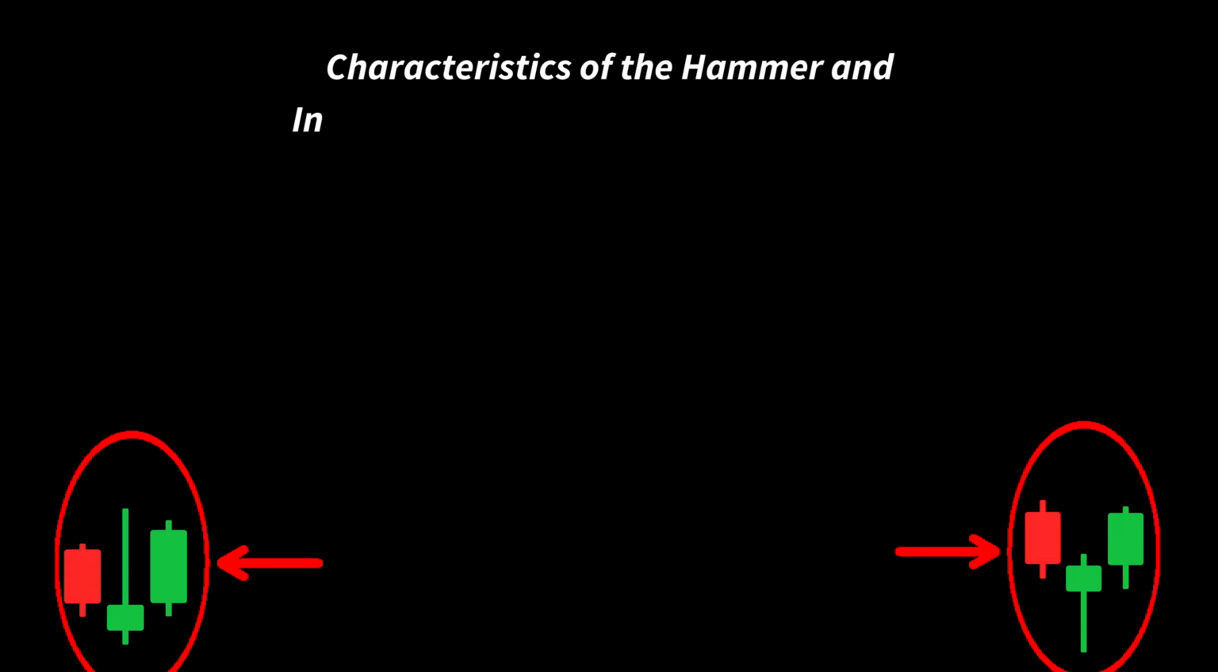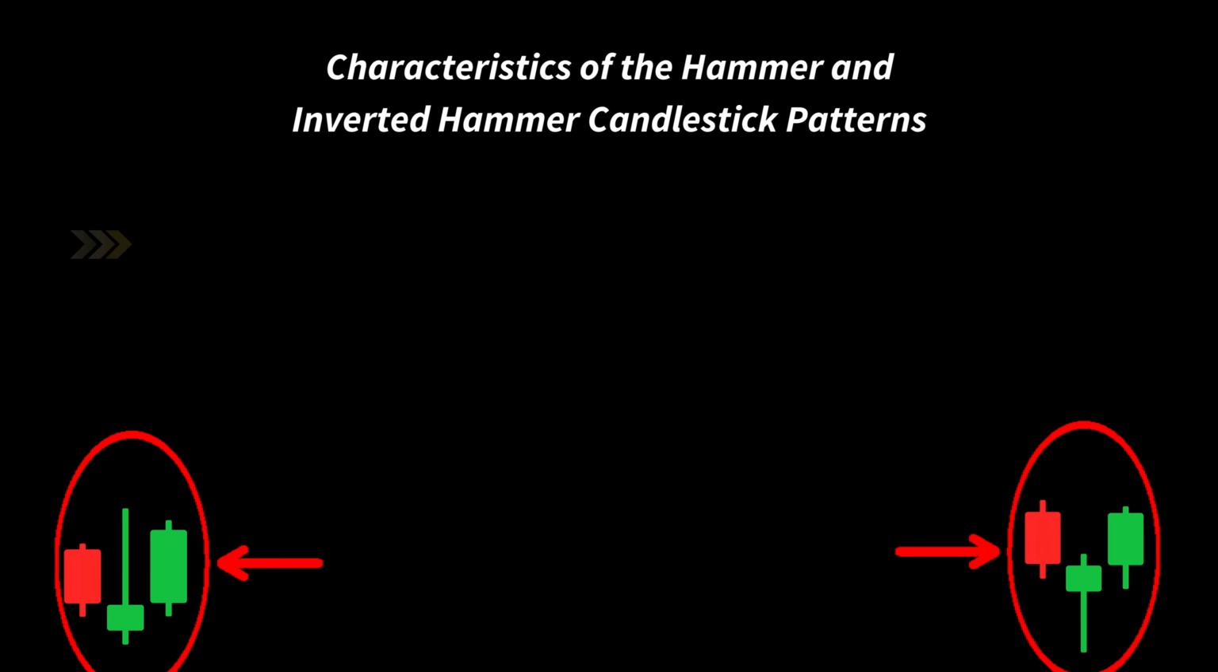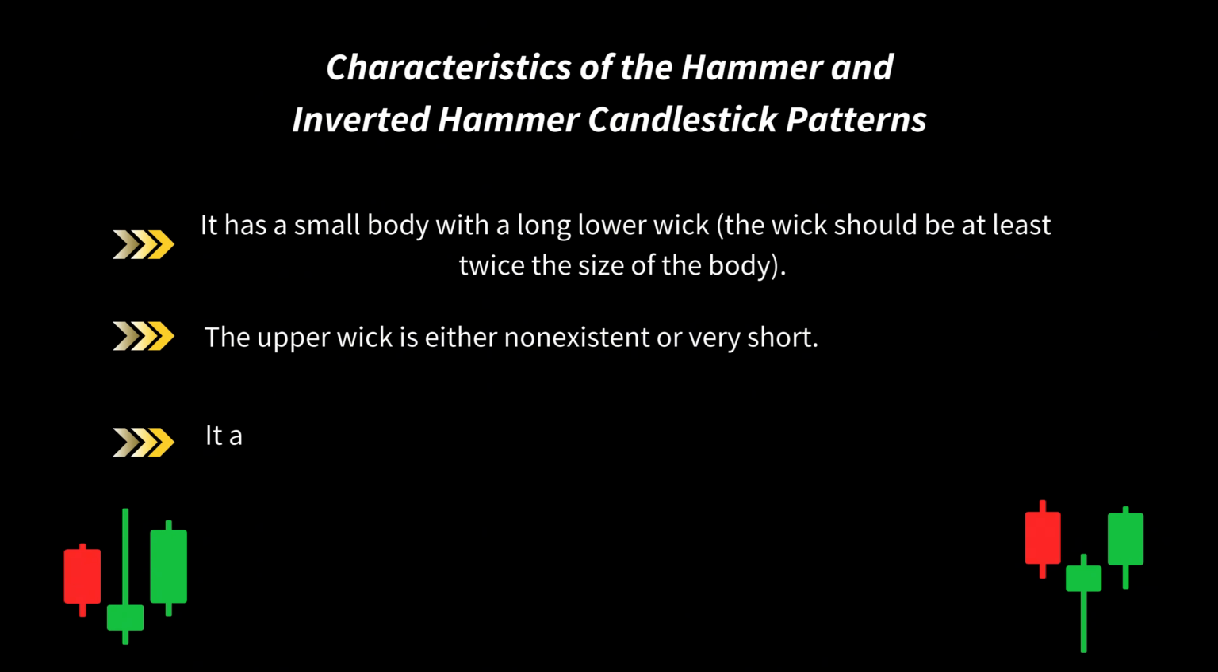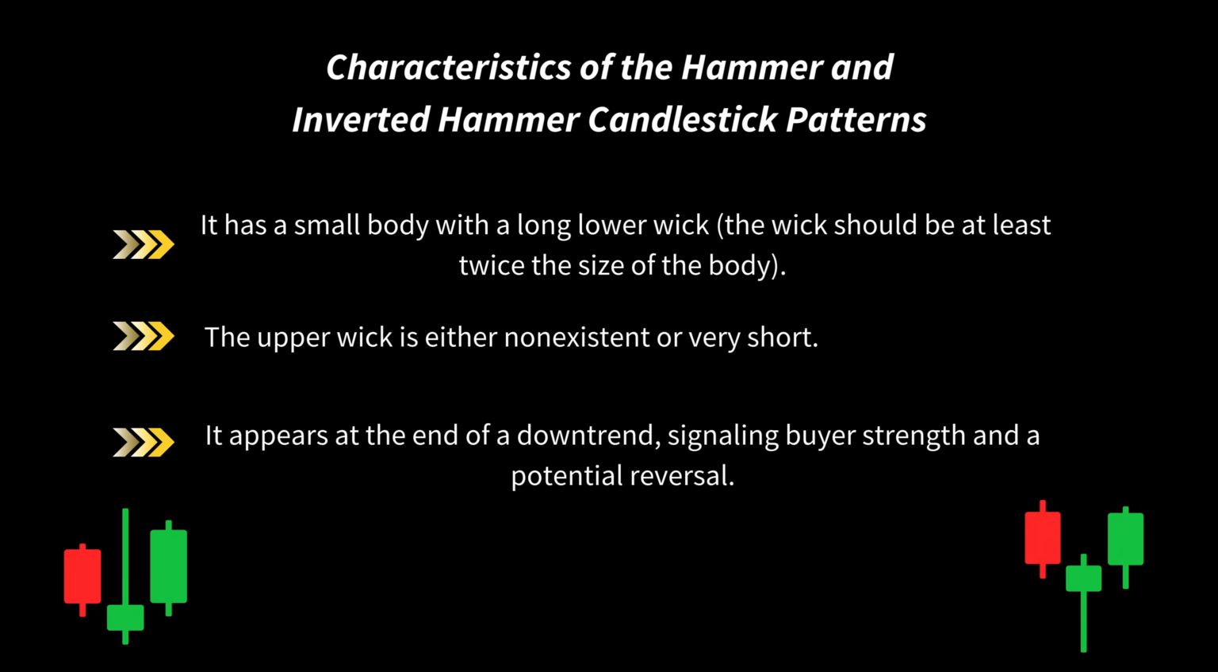Characteristics of the hammer and inverted hammer candlestick patterns: it has a small body with a long lower wick. The wick should be at least twice the size of the body. The upper wick is either non-existent or very short. It appears at the end of a downtrend, signaling buyer strength and a potential reversal.